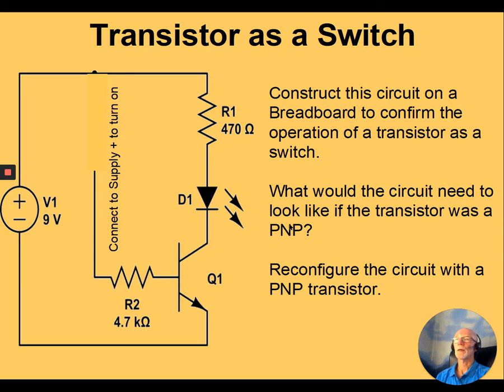For a PNP, the configuration would be the other way around, with the emitter connected to the positive supply, the collector to the negative, and to turn it on, our base would also be connected to the negative. In that case, for a PNP transistor, the base needs to be more negative than the emitter.